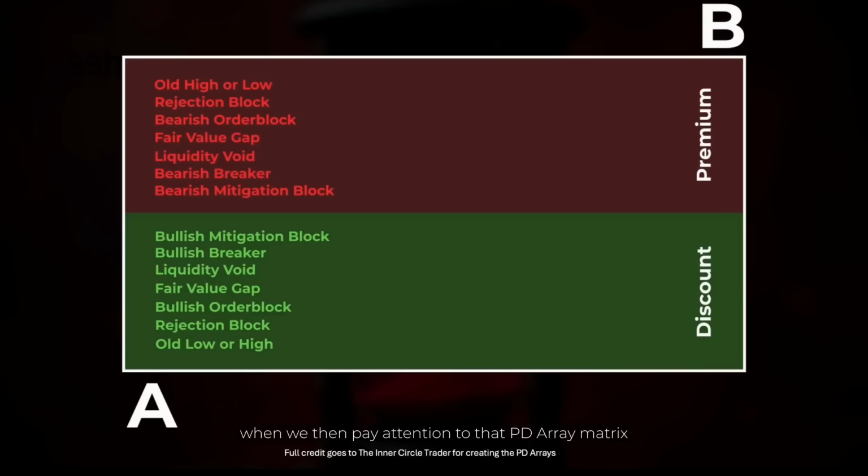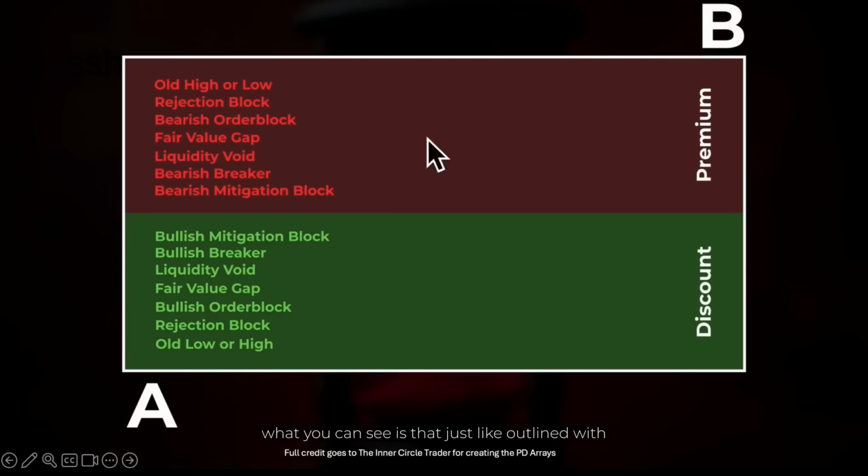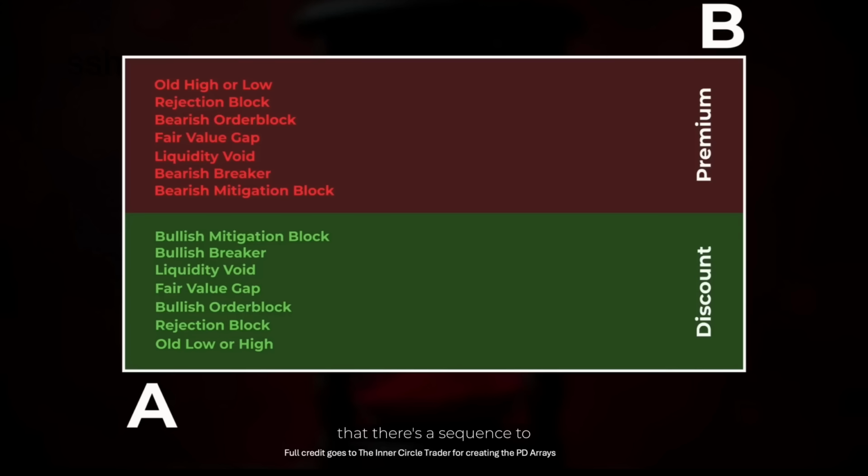When we then pay attention to that PD array matrix one more time, what you can see is that within this schematic, I've now replaced where the A and B are. Notice that A is now on the bottom left and B is on the top right. Just like I outlined with regards to the bearish example of the premium array creations, you can see that there's a sequence to the creation of the discount arrays. Therefore, your job is to investigate whether or not you're able to recognize this sequence.